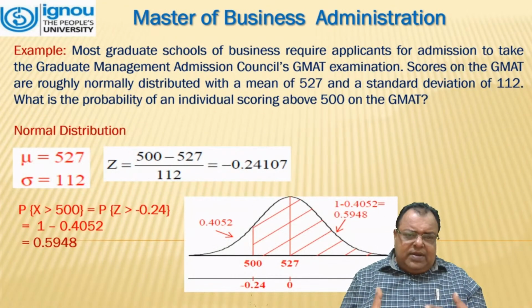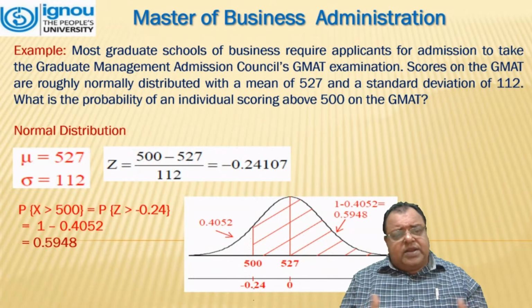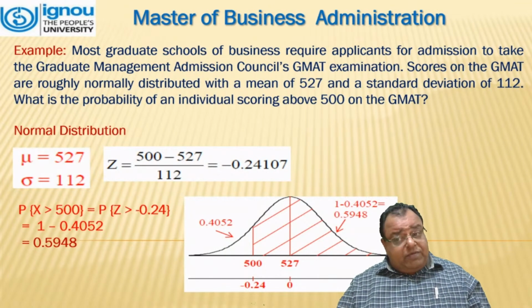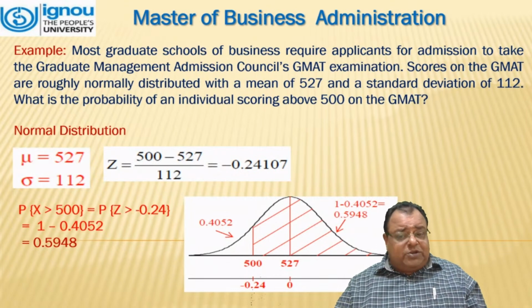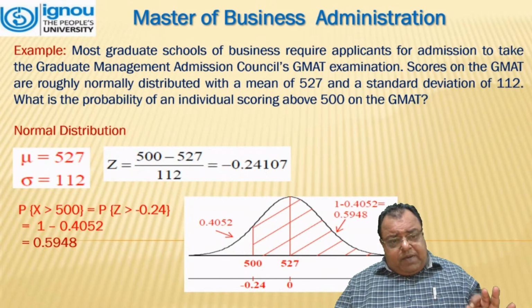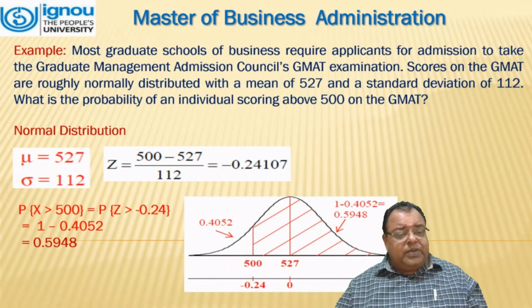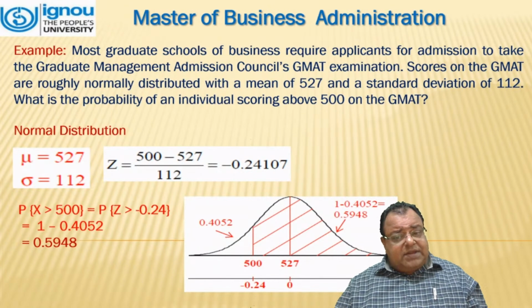We'll take another example, which is related to, again, normal distribution. Most graduate schools of business require applicants for admission to take the Graduate Management Admission Council GMAT examination. Scores on the GMAT are roughly normally distributed with a mean of 527 and a standard deviation of 112. Now, what is the probability of an individual scoring above 500 on the GMAT? We have mu equal to 527, sigma equal to 112, and x equal to 500.